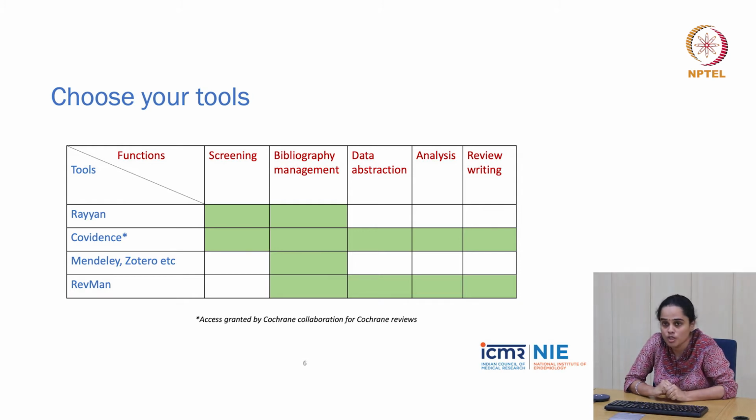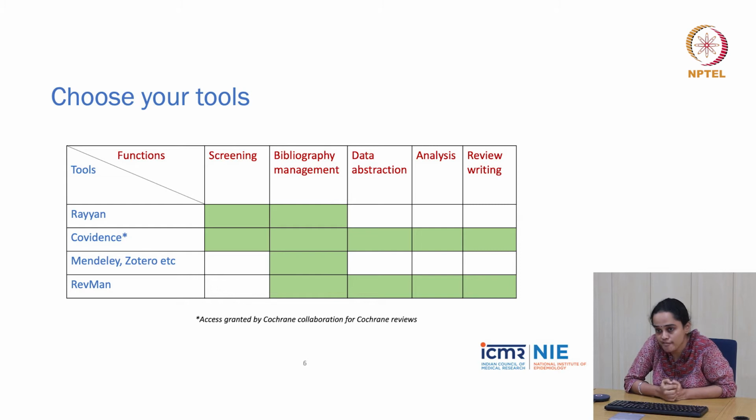Mendeley and Zotero, I'm sure all of you are already aware, these have limited use here only in bibliography management. Basically a place where you can pool all your search results and later retrieve them when you want to cite them in your systematic review when you write it up as an article.